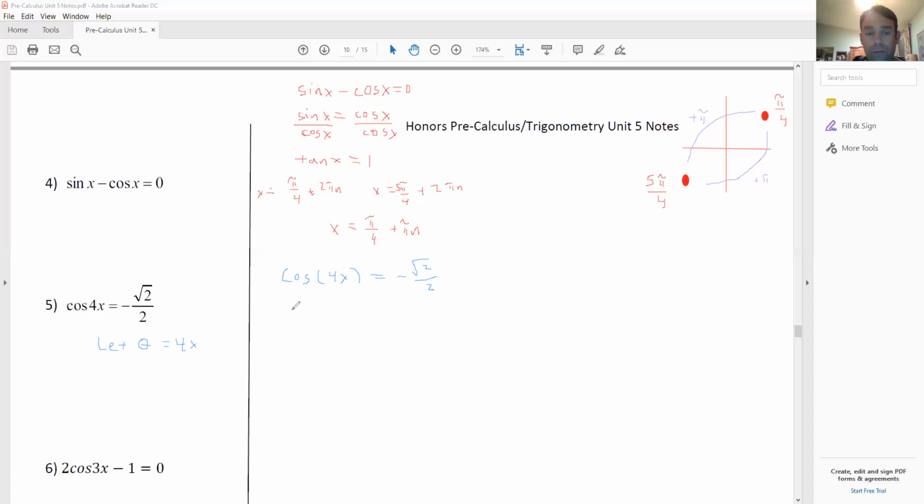So that way, instead of 4x, let's think of it in terms of theta, in terms of something that we know what we're doing. So cosine of theta equals negative root 2 over 2. Well, if that's the case, then theta on our unit circle would be 3 pi over 4.